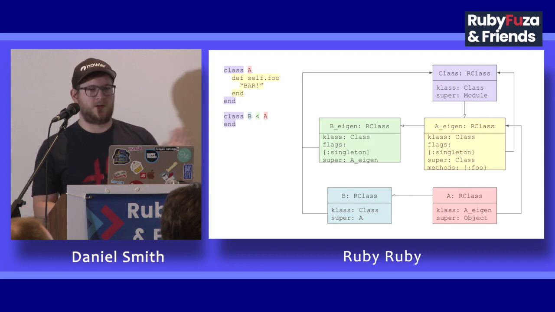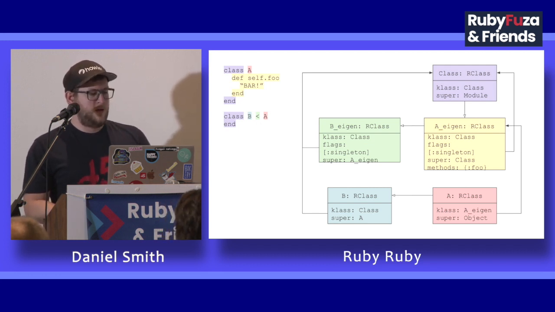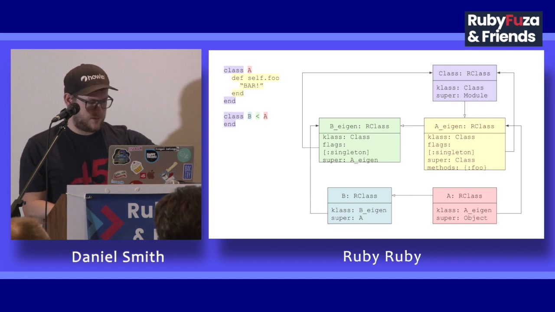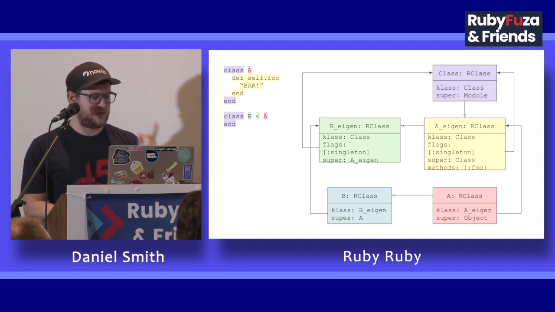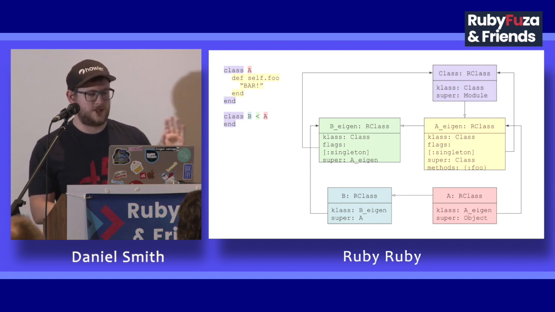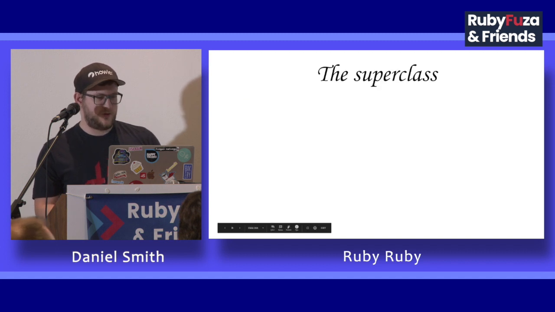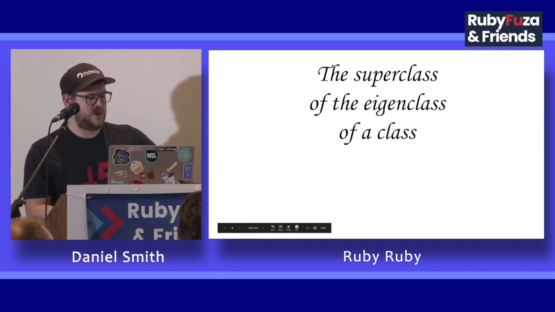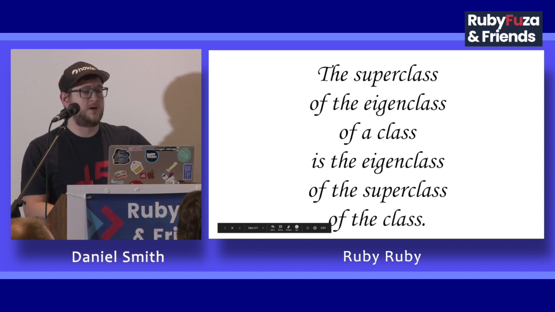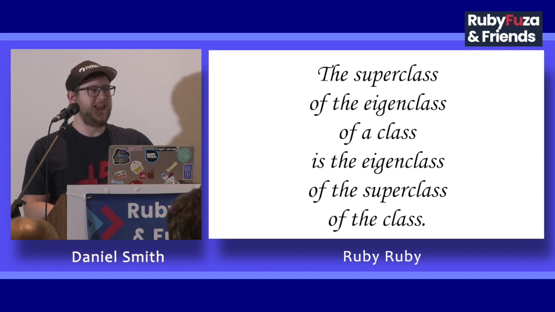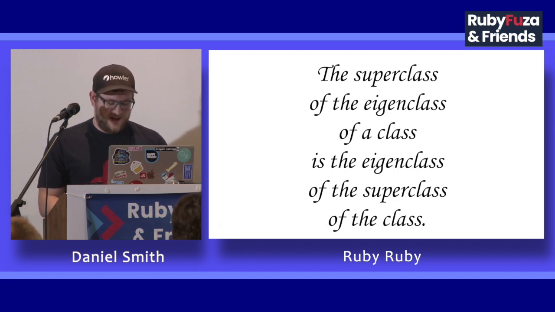If that's complicated, there's an old saying in Ruby. I forgot something. It becomes an instance of its own eigenclass. That's what happened there. All right. So if this is confusing, there's an old Ruby saying. It's really easy to remember. The superclass of the eigenclass of a class is the eigenclass of the superclass of the class.